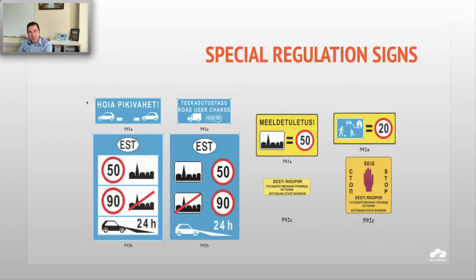This sign, hoia pikivahet, means to keep a safe distance. And also you can find additional road marking, which shows you what the safe distance will be. So the space between two of them is a safe distance for you. Also there is a sign which tells you that the road user charge is applied in that area.